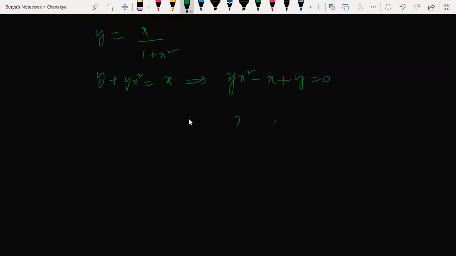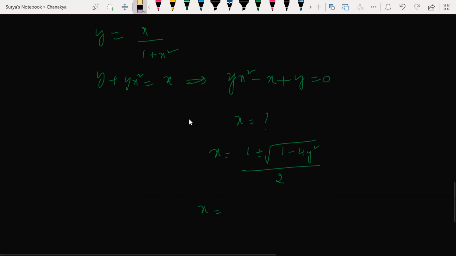So how can I find out the x value here? By using the quadratic formula. x is equal to minus b plus or minus, nothing but minus plus, square root of 1 minus 4y square, by 2a.